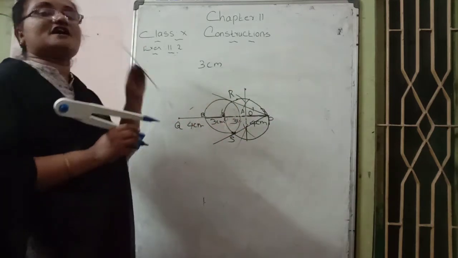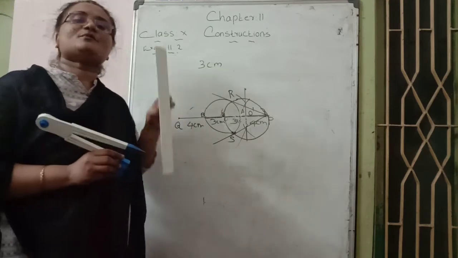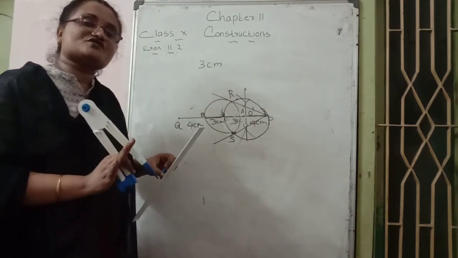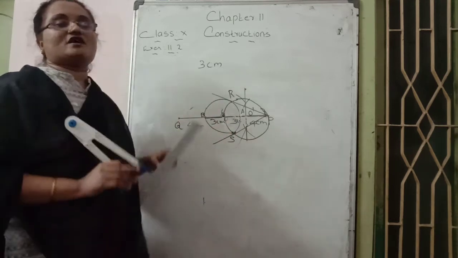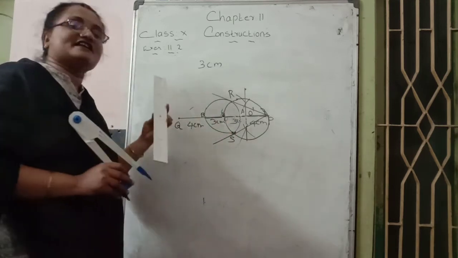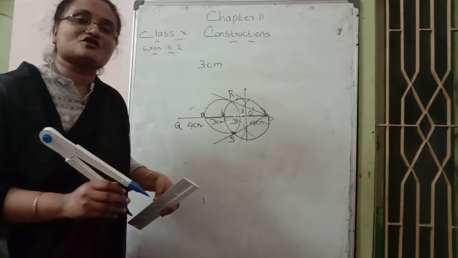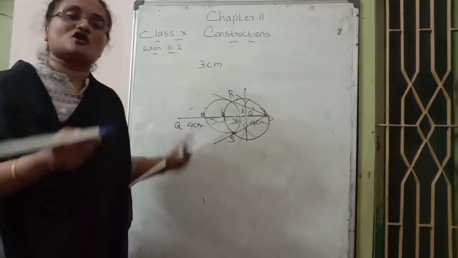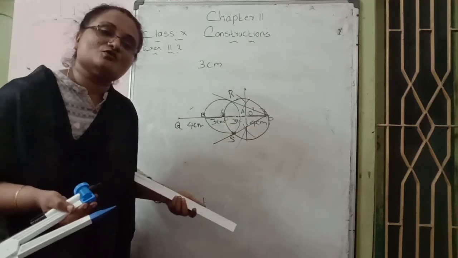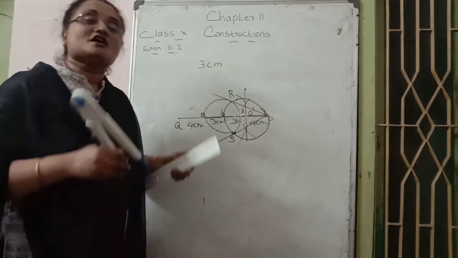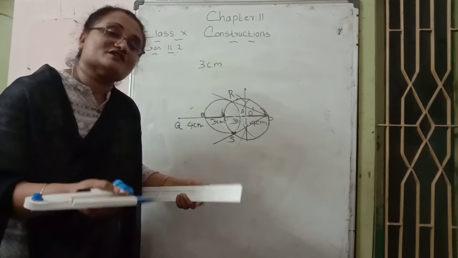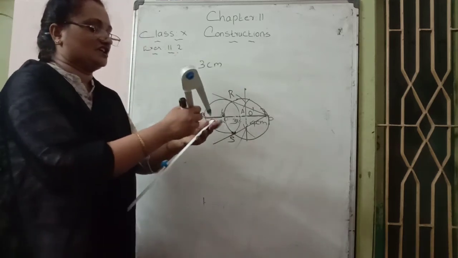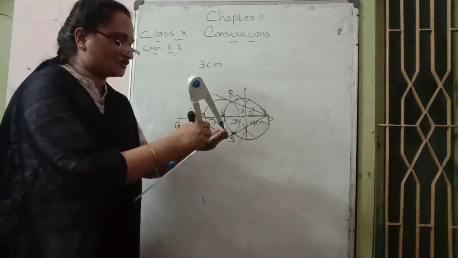Same way for the left side part also. Left side part, how to construct? Same procedure. Same procedure means what is the procedure? Draw a perpendicular bisector. For which side? Left side. How to draw the perpendicular bisector? Center O to Q distance is how much? 4 plus 3 becomes how much? 7 centimeter. Half of 7 becomes how much? 3.5. More than half means 4 centimeter. So take 4 centimeter.